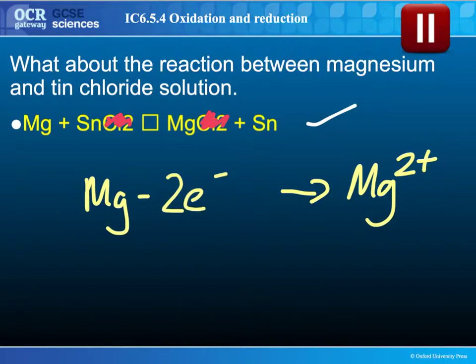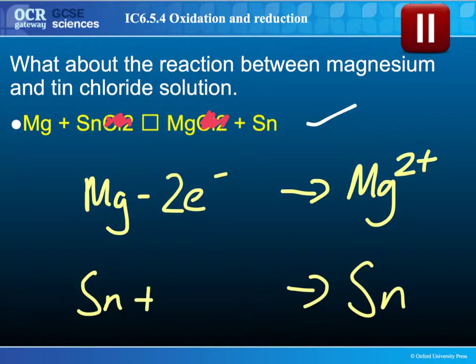The reverse is true in tin. That's gaining 2 electrons because it's 2+, to become tin metal. The electrons in effect move from the magnesium, where they're lost, to the tin, where they're gained.